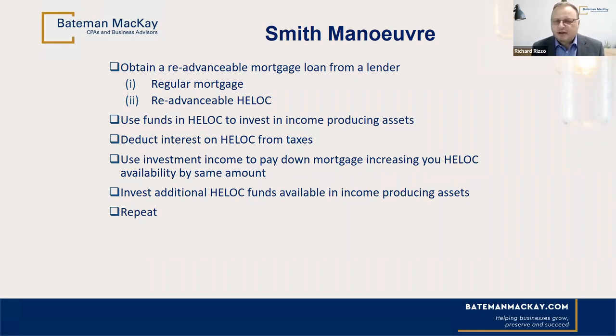Essentially, you just keep repeating this process year after year, so that you use the return on investment to pay down the mortgage, reloan the money, and now the interest on that part becomes deductible. So it's just a cycle, and you keep doing this maneuver over and over. Over the years, your total facility stays the same, but you're shifting more of the interest you pay to be deductible for tax purposes. Okay.